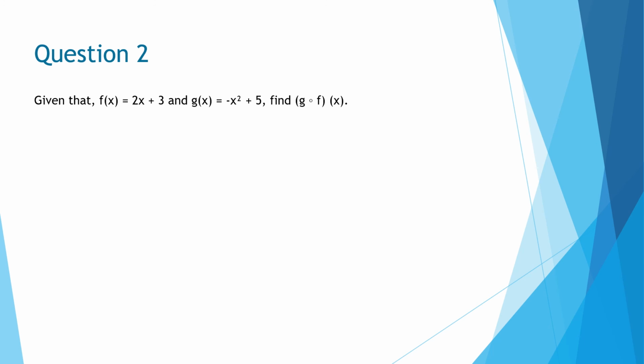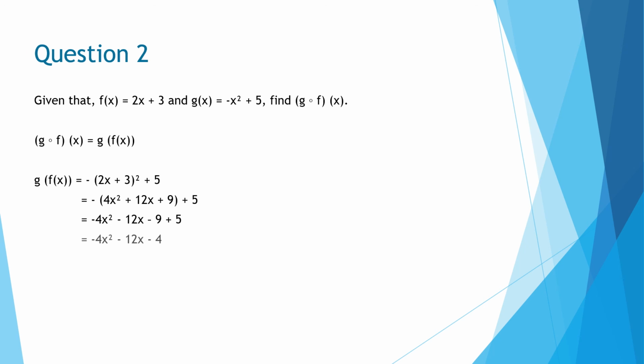First we're going to change it into a different form, and then we get negative (2x plus 3) squared plus 5, because we substitute f(x) into x, as f(x) is the inside function. So we're going to expand and then we get the final answer. So the final answer is g of f(x) equals negative 4x squared minus 12x minus 4.